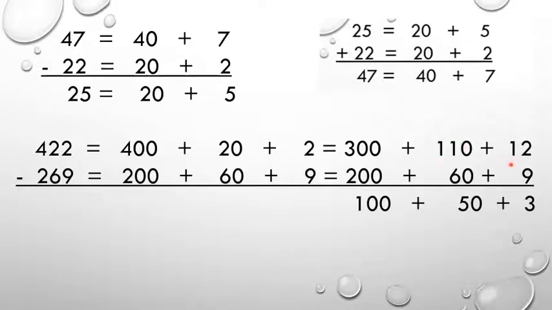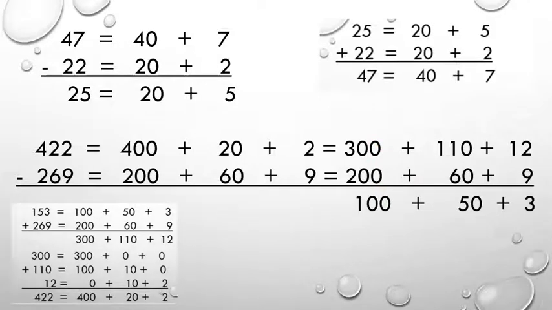So 12 minus 9 will be 3. 110 minus 60 is 50. Then 300 minus 200 is 100. Now if you remember again, this is already the same.